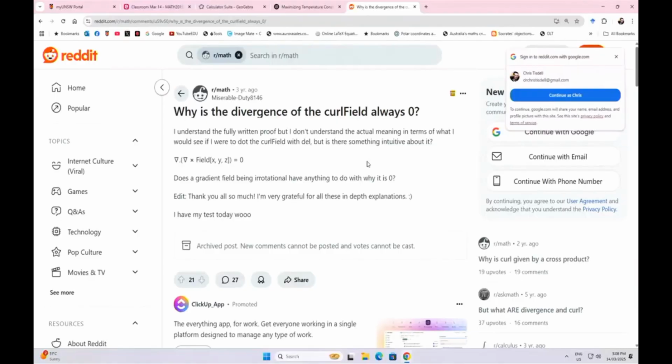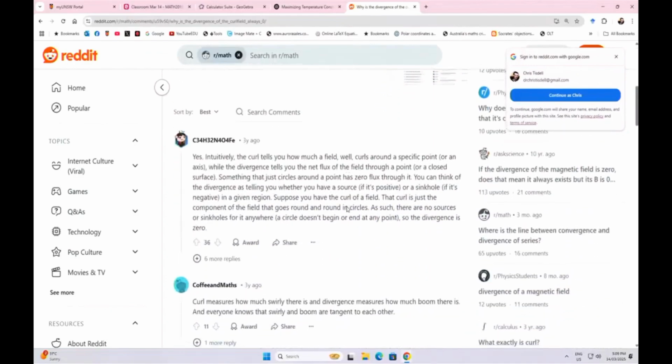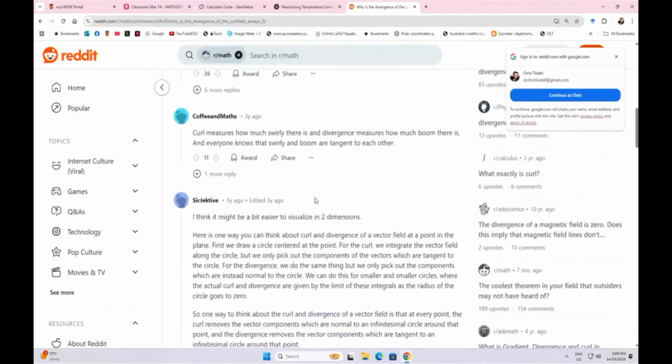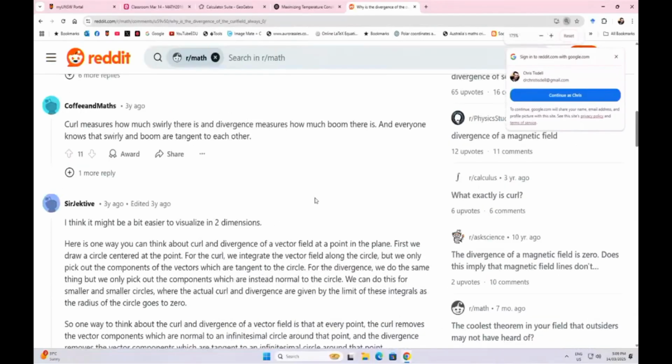Now you can prove it, all that sort of stuff, but I'm just interested to see people's answers for this, because people will offer answers. So this person goes, that's too long, but coffee and maths is hitting it. Curl measures how swirly there is, and divergence measures how much boom there is. And everybody knows that swirly and boom are tangential to each other. That's pretty much right. Yeah, that's pretty much right.